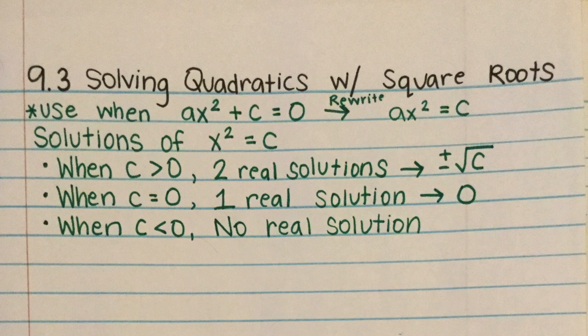And if c is less than 0, so if it is a negative number, there is no real solution because you can't take the square root of a negative number. Anytime you multiply a number by itself, it's going to give you a positive number, whether that's a positive times a positive or a negative times a negative. So if we're taking the square root of a negative number, there is no solution.